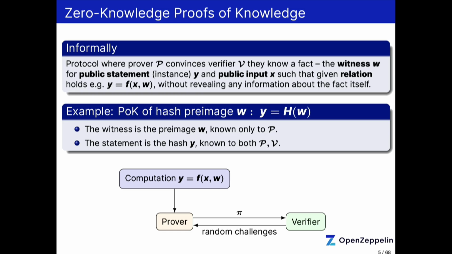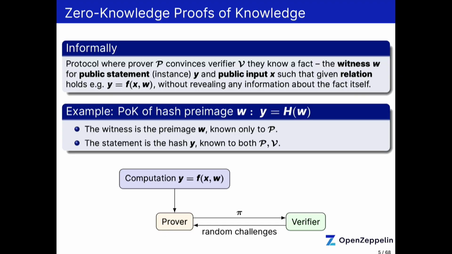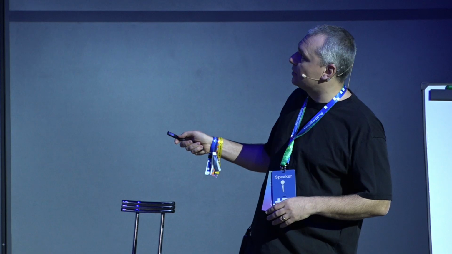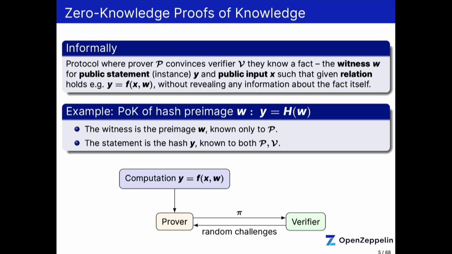Okay, just to clear up some basics in the beginning, what is a zero-knowledge proof of knowledge? Basically, it's a protocol between a prover and a verifier, in which the prover proves to the verifier that they know a certain fact, which we call the witness, for some public statement and a public input such that a given relation holds. Now it's a mouthful. We have this y equals f of x comma w. You can think of w as the secret input, the witness. x is the public input known to prover and verifier. You can think of f as the relation and y as the public statement.